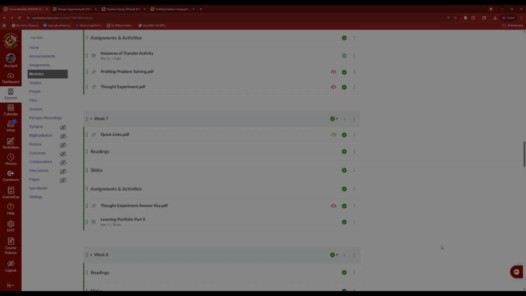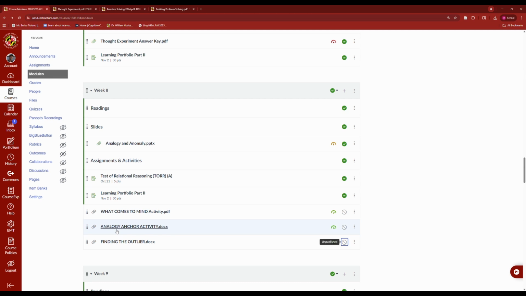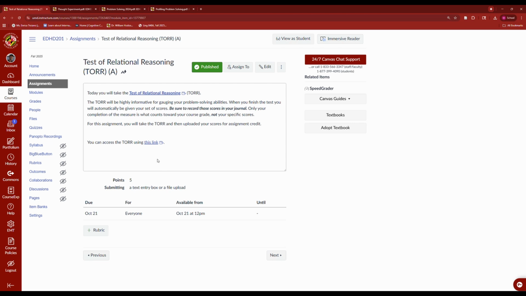Our next task will be doing the test of relational reasoning. So to do that, we can go to assignments, or we can go to week 8 and click the test of relational reasoning, TORR A, under assignments and activities. It's going to take us to this page. Please read the directions. There are 2 links. They will take you to the exact same place. It will take you to a Qualtrics survey for the test of relational reasoning.